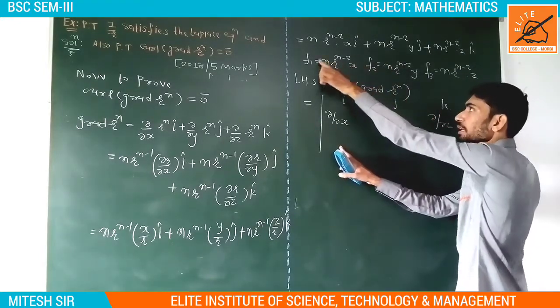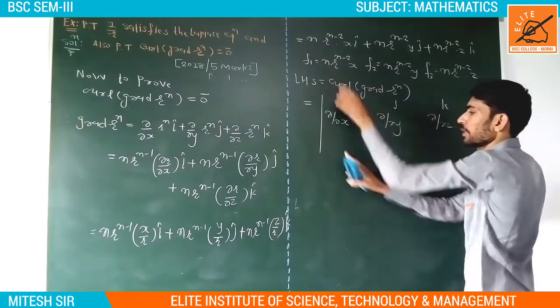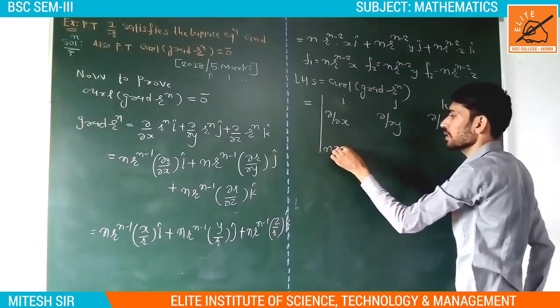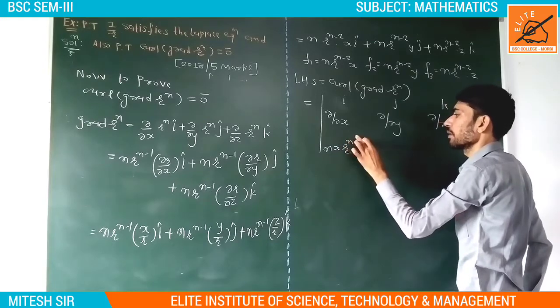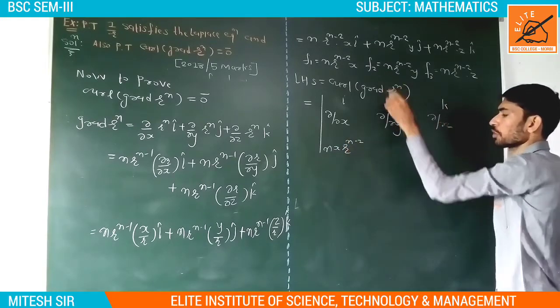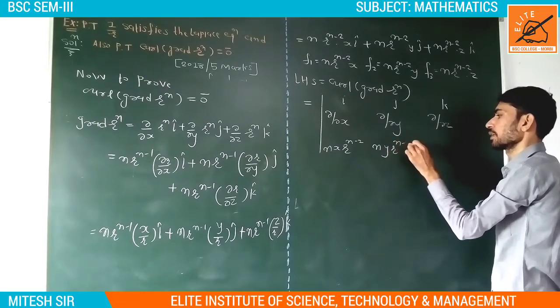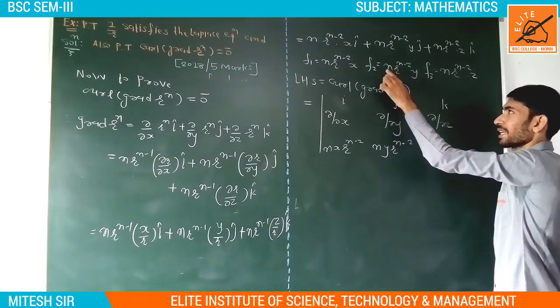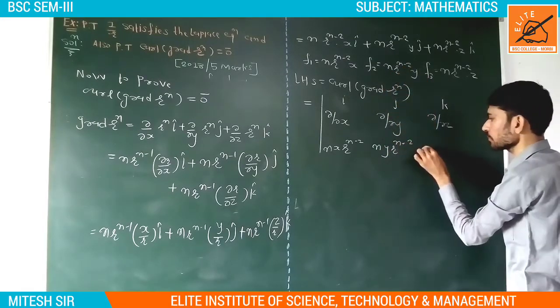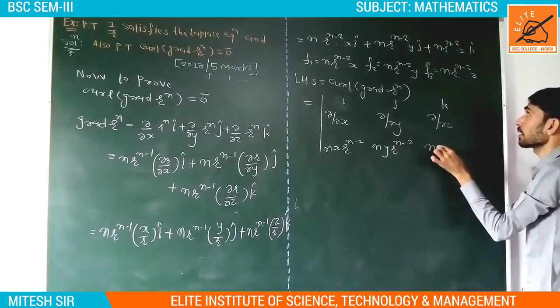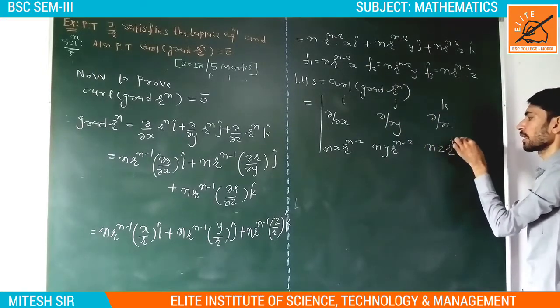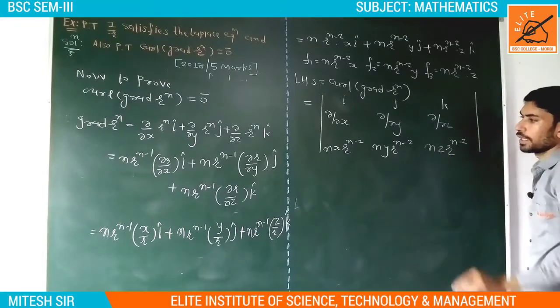We have obtained the gradient, so this is our f1 term. So here we write n x r raised to n minus 2. Next f2 term is n y r raised to n minus 2. You can also write n r raised to n minus 2 into y. And our f3 term is n into z r raised to n minus 2. Now we just simplify this.